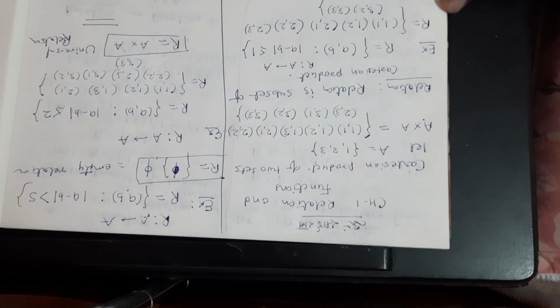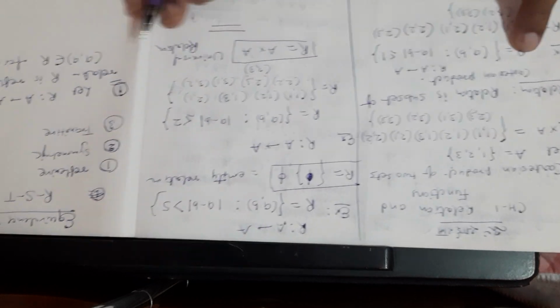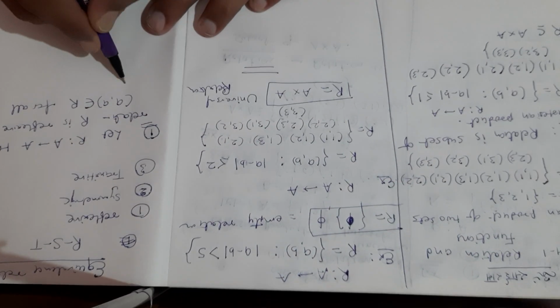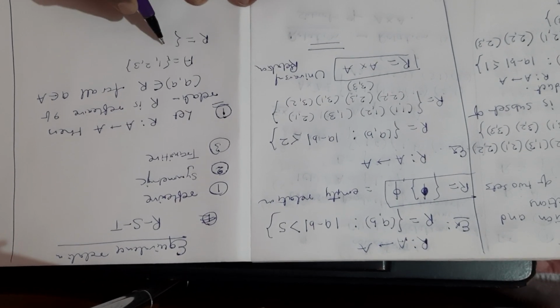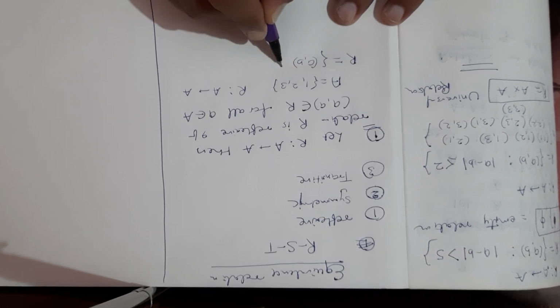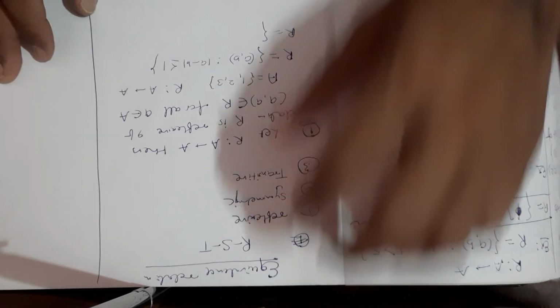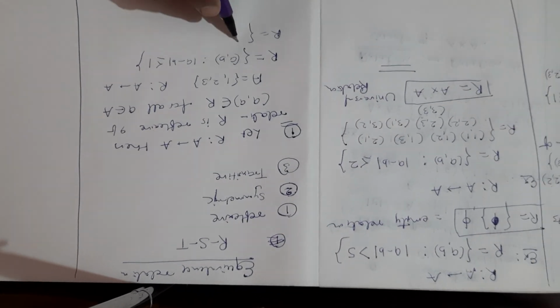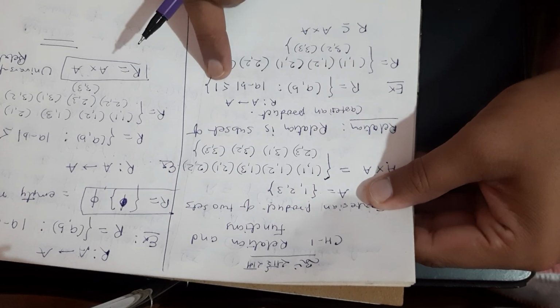So don't go far, students. I explained this relation on this page, so I want to take it again here. Suppose A is equal to {1, 2, 3}, the same as I took here. And the relation is again the same, defined from A to A, such that |a - b| is less than or equal to 1. Quickly tell me what R is. This is (1, 1), (1, 2), (2, 1), (2, 2), because all satisfy |a - b| less than or equal to 1.